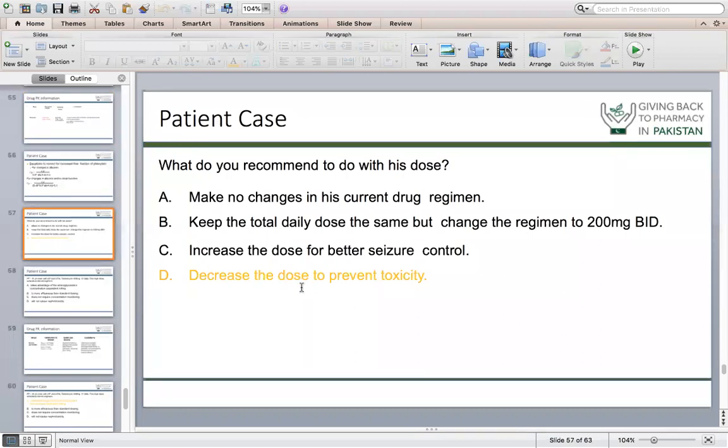So this dose is already high because he has hypoalbuminemia. Not all of his phenytoin will have protein binding with albumin. So there will be an increase in free drug concentration, which can result in toxicity, right? So this is the right answer. Decrease the dose to prevent toxicity.